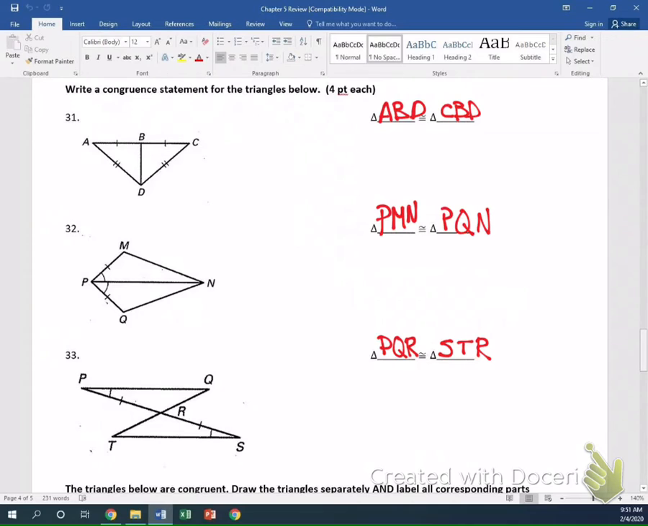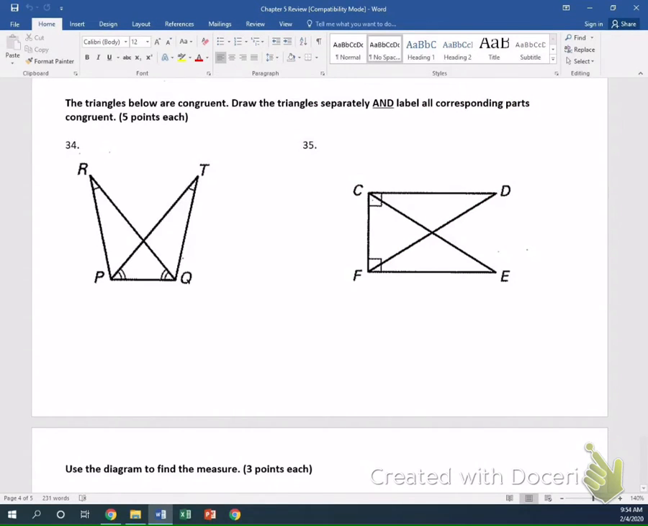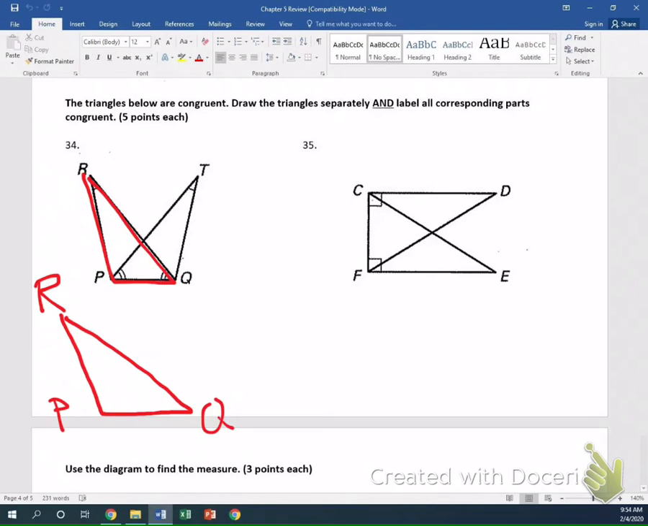These are tricky. All right, so this next one says, the triangles below are congruent. Draw the triangles separately and label the corresponding parts. So if we take the two triangles, so this one, I'm going to draw it down there as R, P, Q. And then here's another one. So T, P, Q.